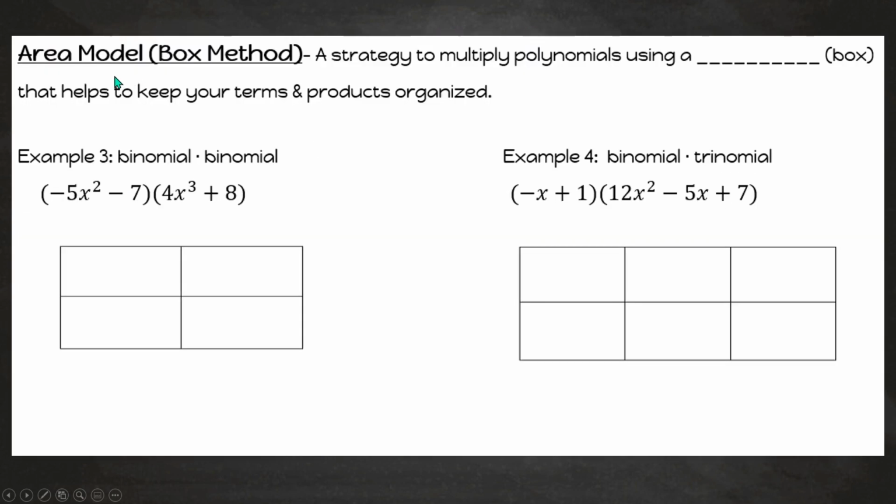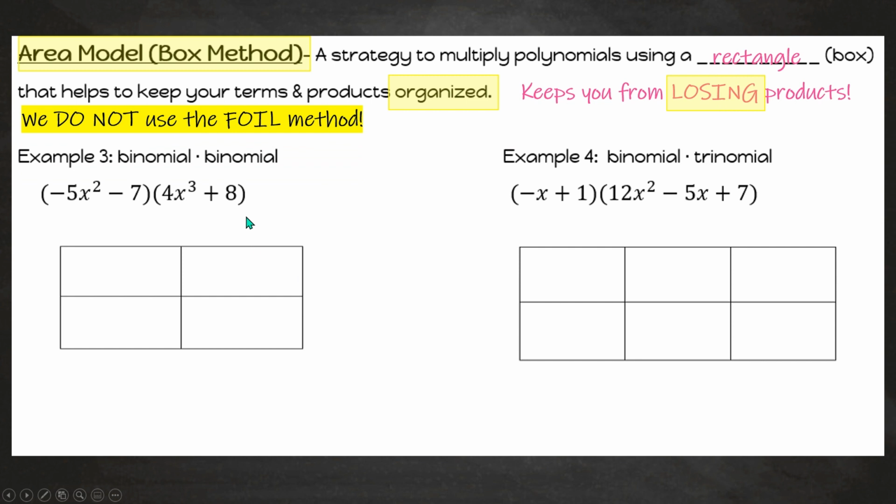All right, so here we're going to start multiplying larger polynomials, and we're going to use an area model or a box method, as some teachers call it. This strategy to multiply polynomials uses a rectangular box that helps you keep your terms and your products organized. A lot of times once we start multiplying binomials times binomials or a binomial times a trinomial, students often lose products or lose terms because they forget to multiply everything. By using an area model, we can keep track of all of our terms and everything that was multiplied.